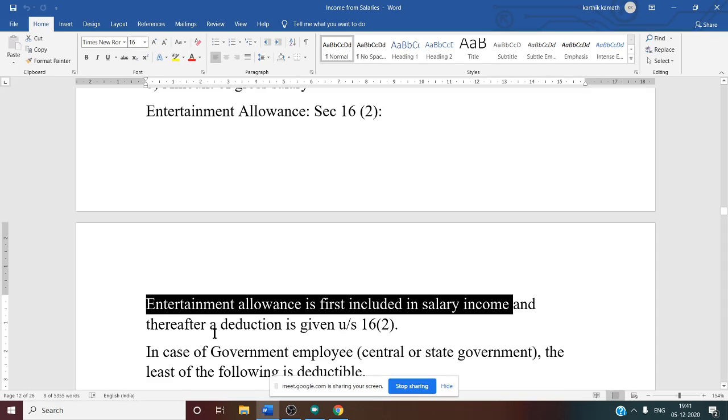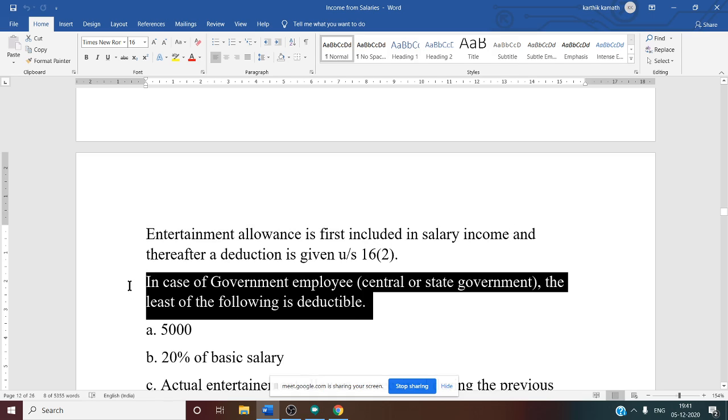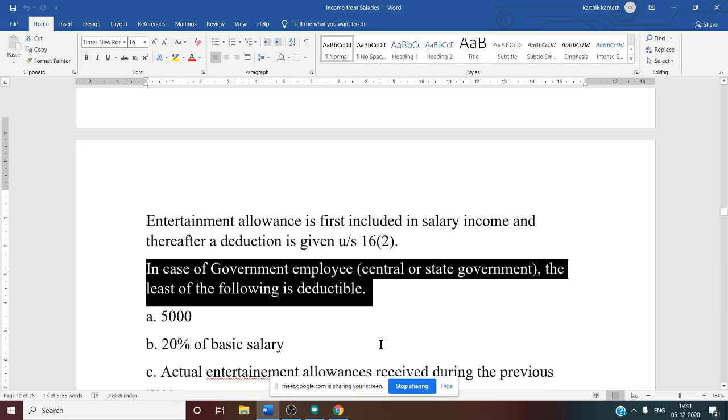Then first you have to add this one. After that, you have to give the deduction under section 16 clause 2. So how are you going to give the deduction? There are two categories of employee, and this deduction is available only in the case of a government employee. Entertainment allowance deduction is only for a government employee. So in the case of a government employee, central or state government employee, the least of the following is deductible.